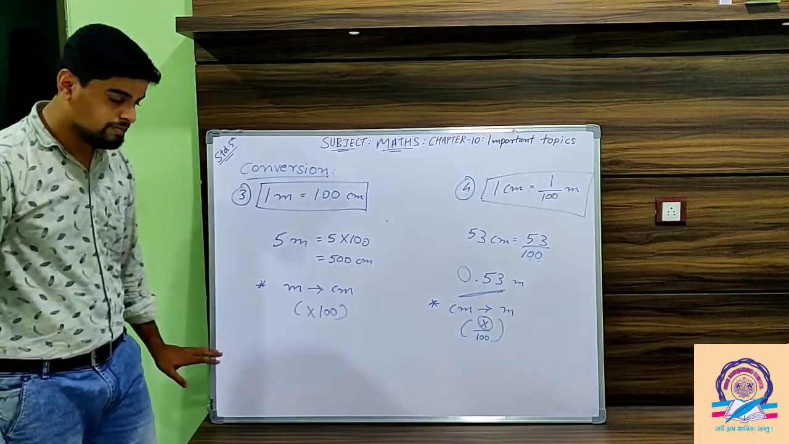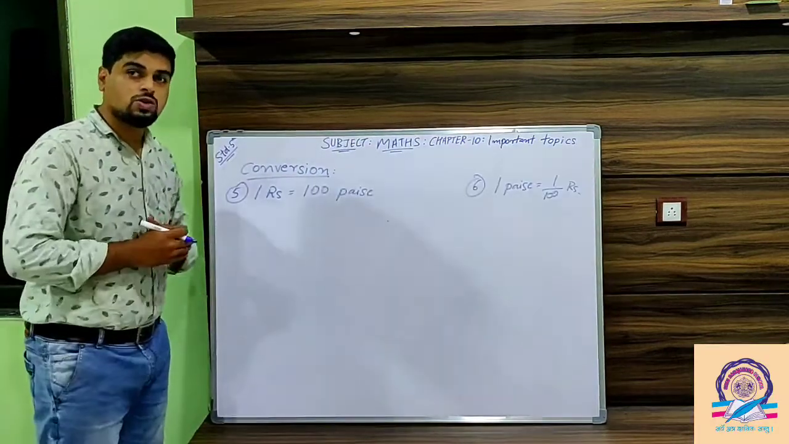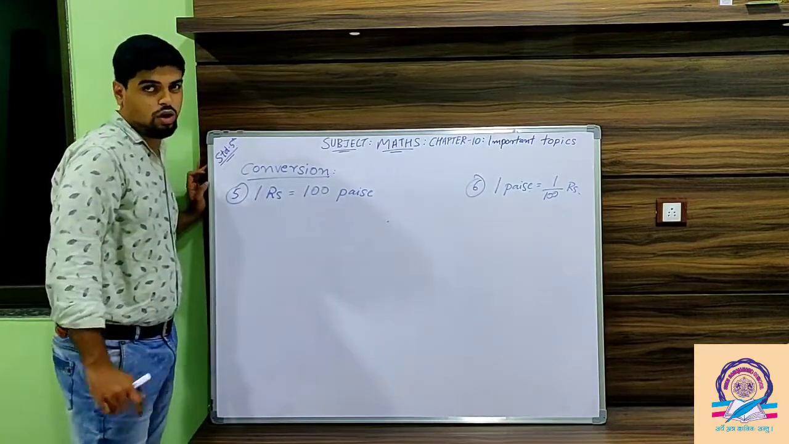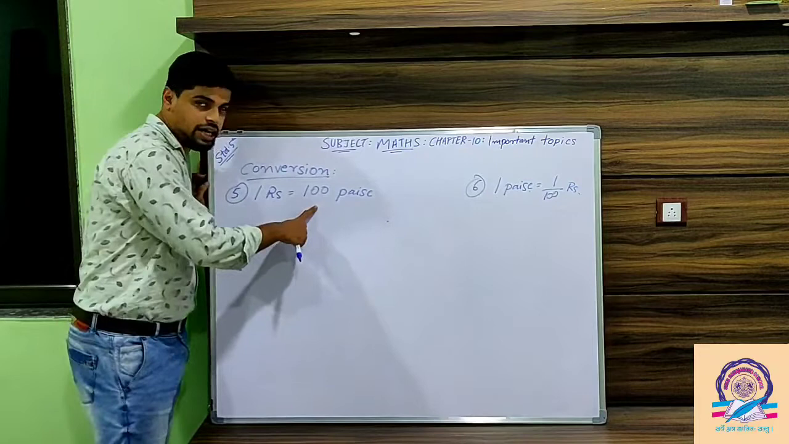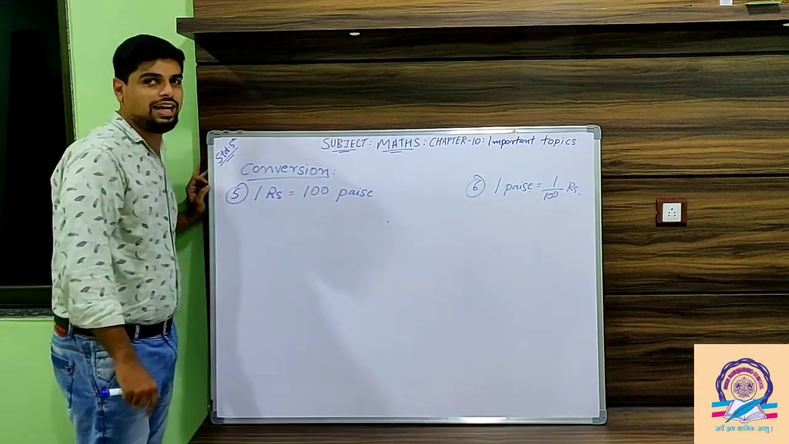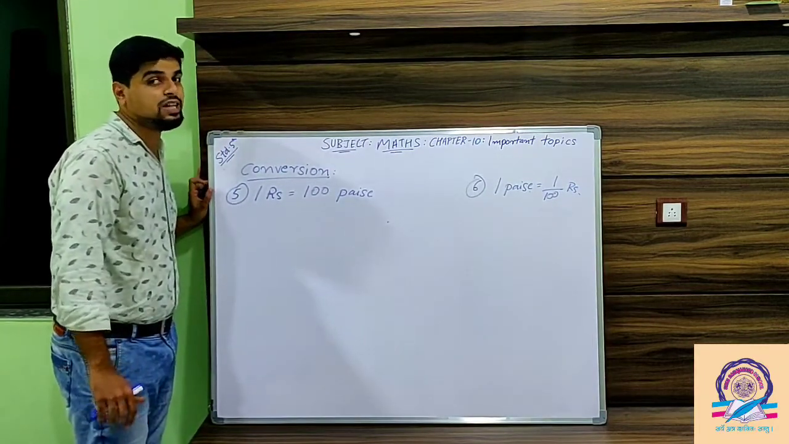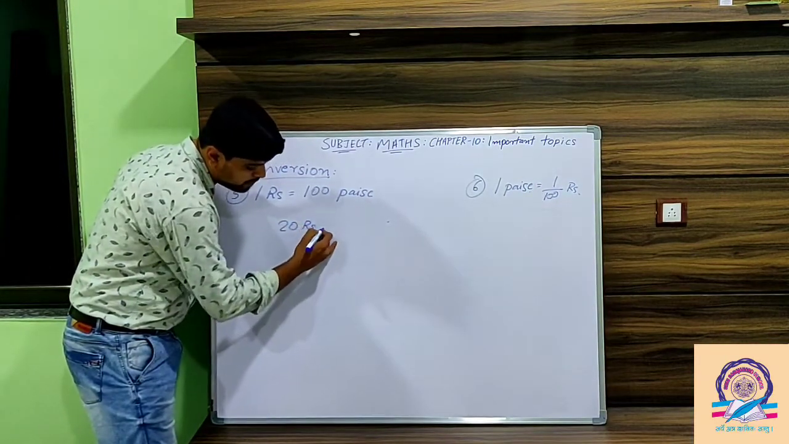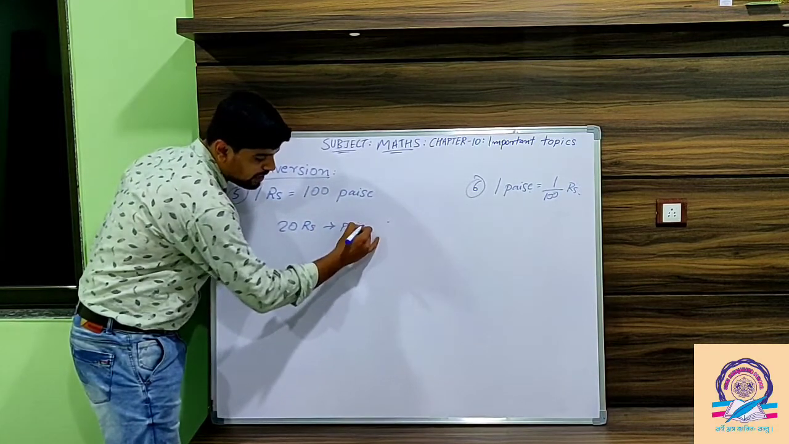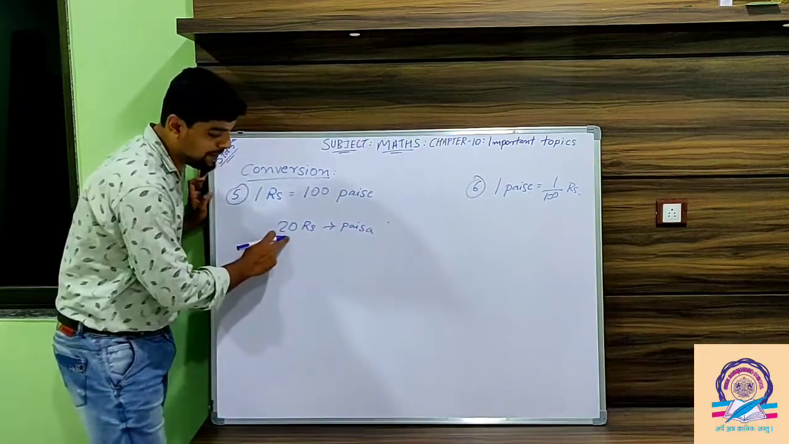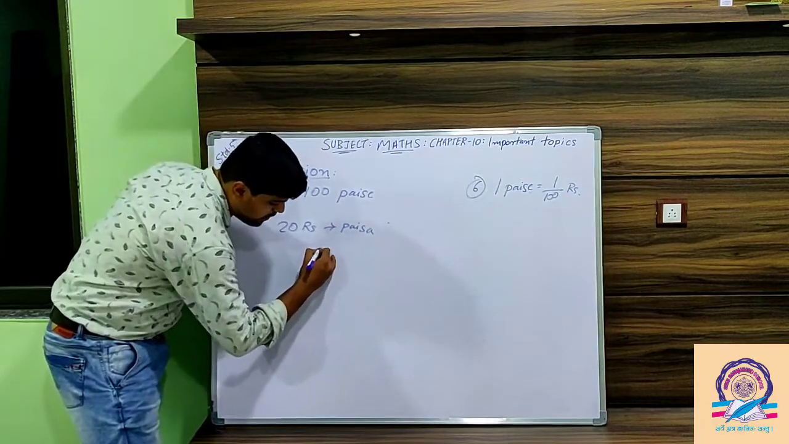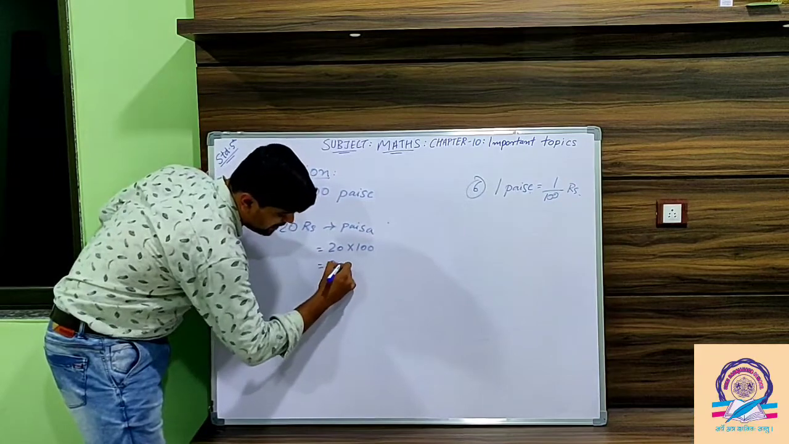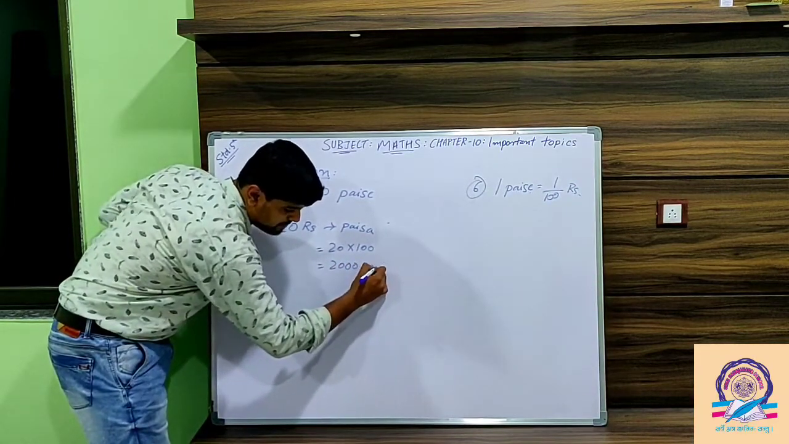Okay, bachcha party, should we move ahead? The next conversion is rupees to paisa. We all know that 1 rupee is equal to 100 paisa. If I tell you to convert 20 rupees into paisa, you have to simply multiply this 20 by 100. So our answer will be 20 into 100, that is nothing but 2000 paise.